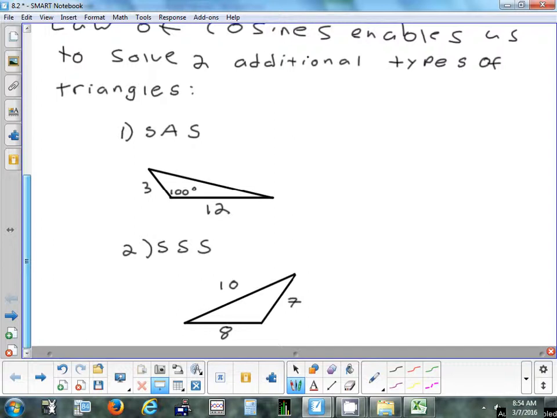All right, this example works fine. 10 plus 8 is bigger than 7. 8 plus 7 is bigger than 10. And 10 plus, whichever one I didn't say. If you add up any two, they're bigger than the third. Any questions on that? So always check for that before you start solving a side, side, side.